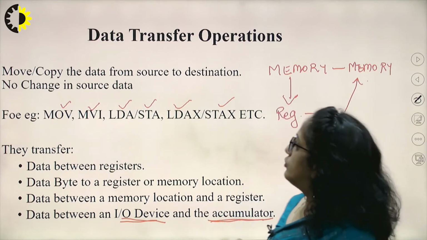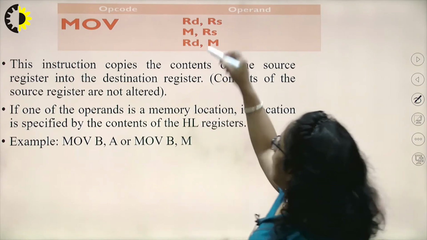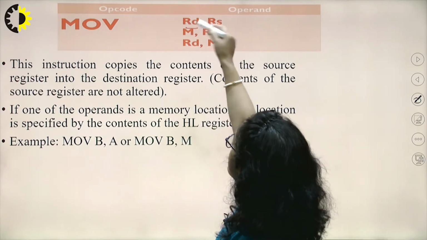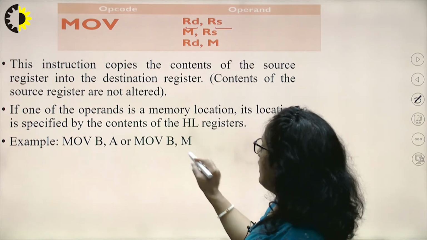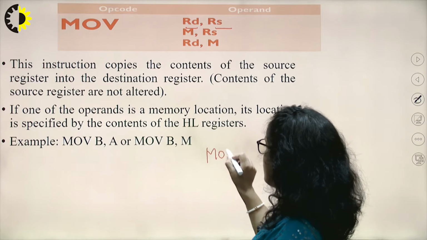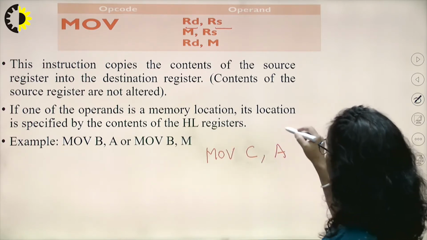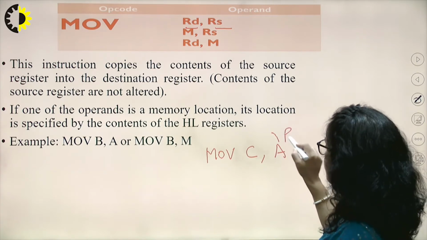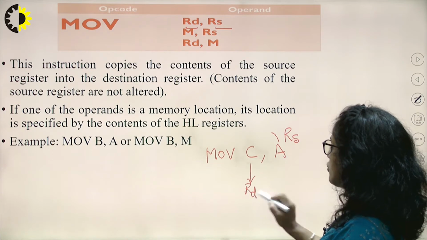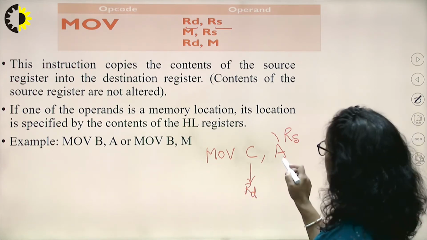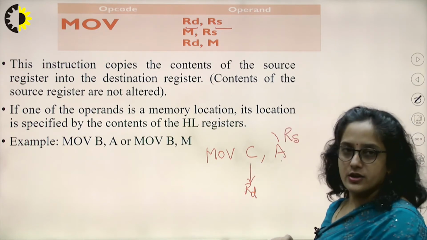So let's move on with the instructions. The first instruction is MOV. RD stands for destination register, RS stands for source register. So if you write MOV C comma A, then A is the source register and C is the destination register. This instruction will copy the content of the accumulator to the C register.